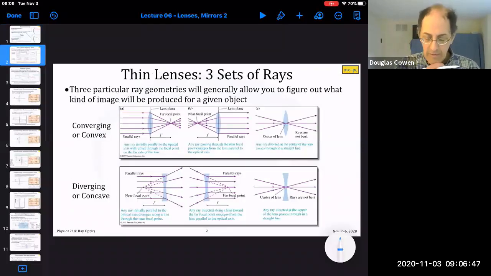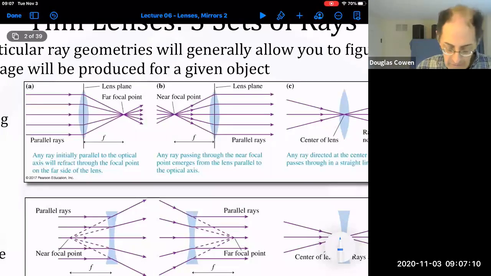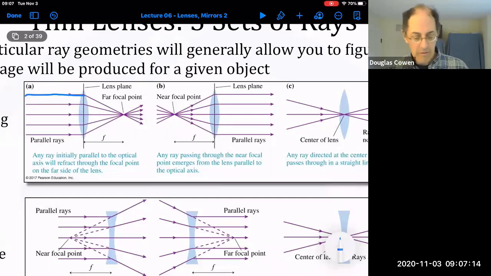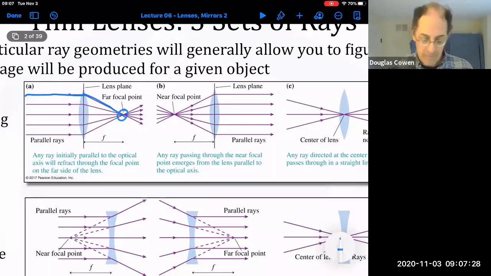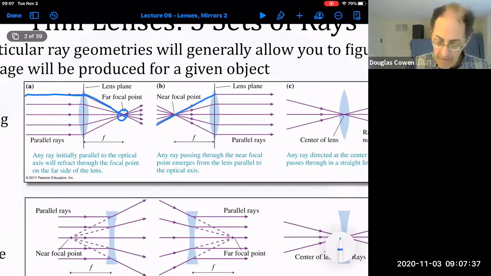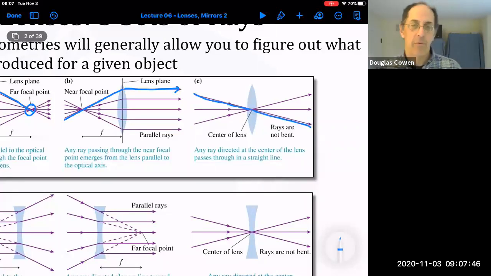So with thin lenses, there are three sets of rays that are relevant. And those rays are similar but different for converging or convex versus diverging or concave lenses. So let me go through those cases again, just to remind you. For converging lenses, if a ray is coming in parallel to the central axis of the lens, which is down here, then when it emerges from the lens, it will go through the far focal point. If the ray goes through the near focal point and then hits the lens, it will emerge going parallel to the main axis. And finally, if the ray goes through the center of the lens, it will continue on through without being bent. So those are the three rays for a converging lens.